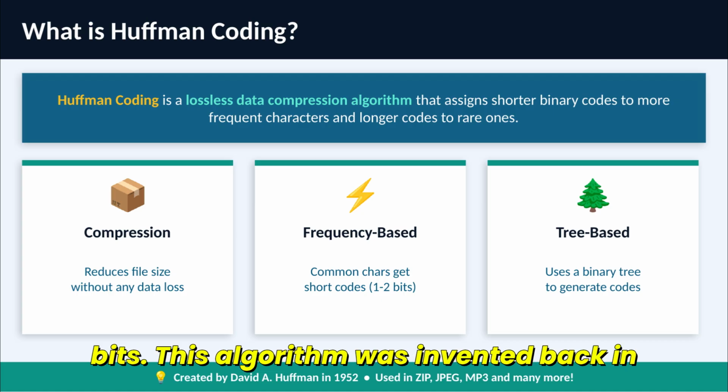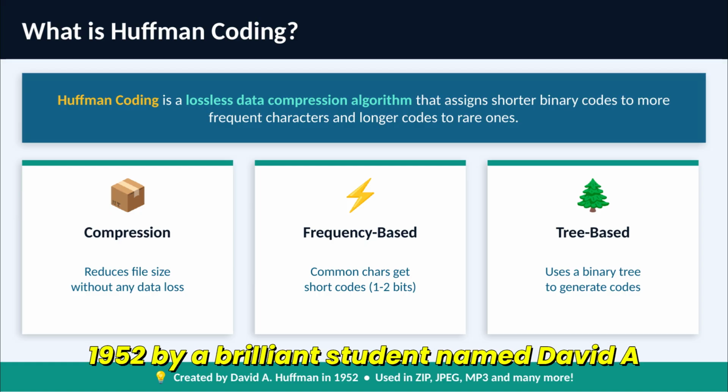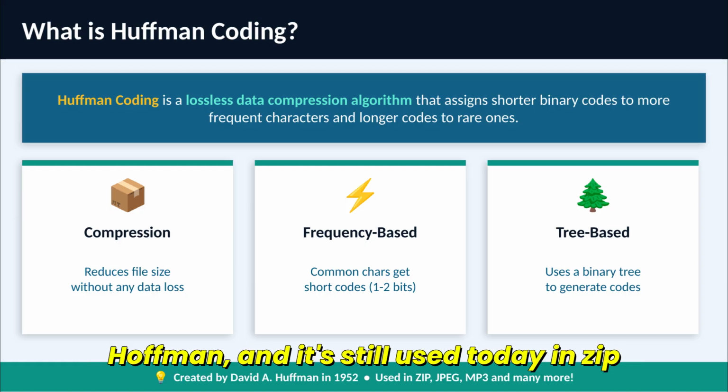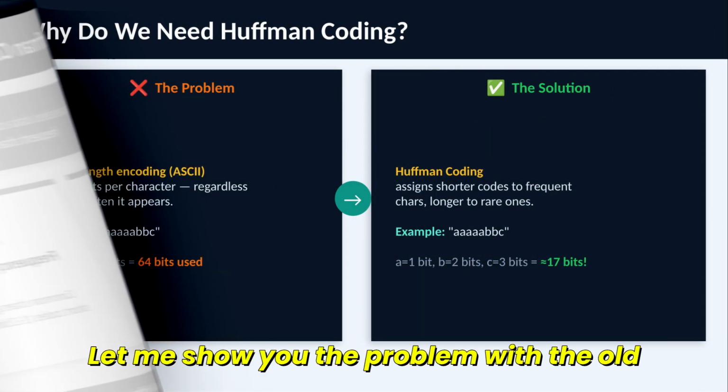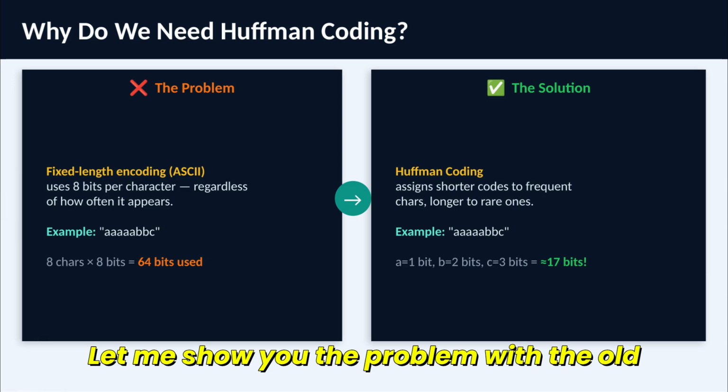This algorithm was invented back in 1952 by a brilliant student named David A. Huffman, and it's still used today in zip files, JPEG images, MP3 audio. Everywhere. Let me show you the problem with the old approach.